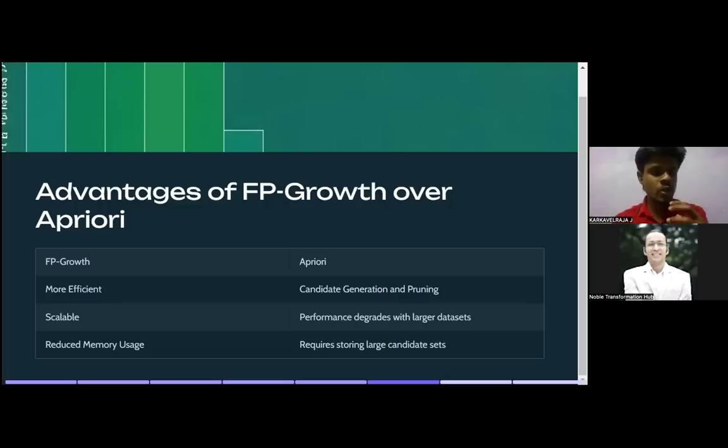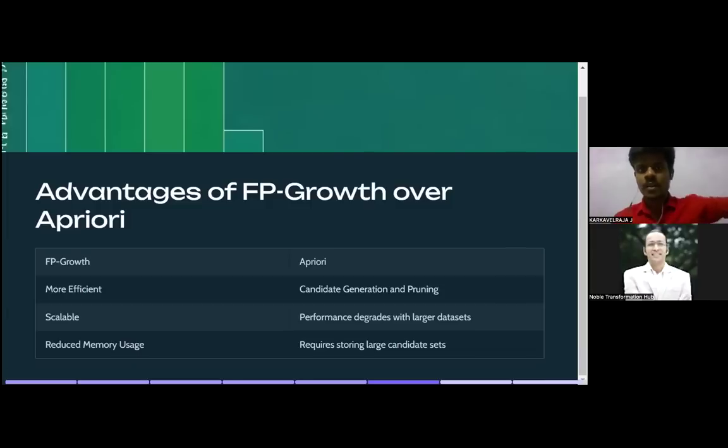Then, reduced memory usage. There is no permutation and combination in FP growth; rather, we have a tree-like structure. Whenever a repeating item comes, it just picks the node which is already present there. Whereas the Apriori algorithm requires larger storage, because it creates the candidate sets. Since it's a tree-like structure in FP growth, we connect to the node which already exists.